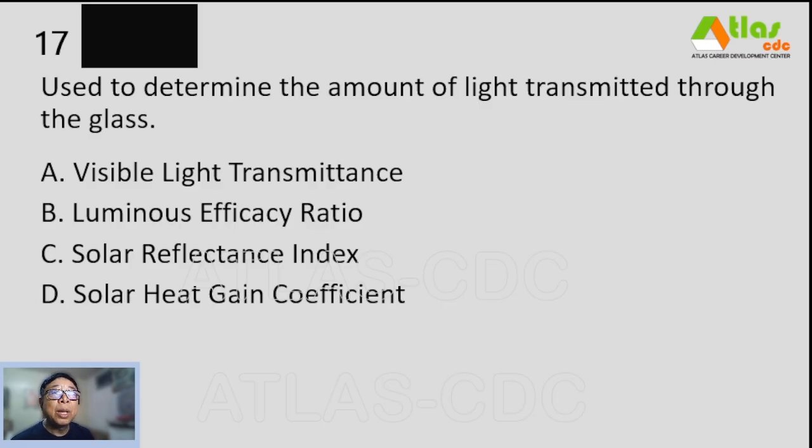Number 17. Used to determine the amount of light transmitted through the glass. A. Visible light transmittance. B. Luminous efficacy ratio. C. Solar reflectance index, and D. Solar heat gain coefficient.